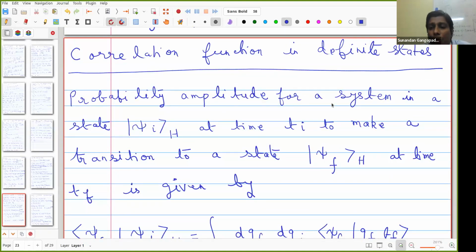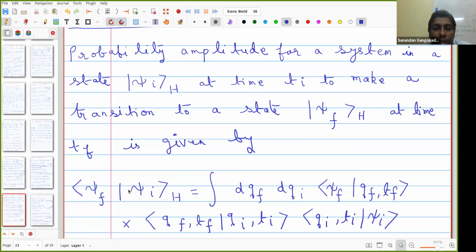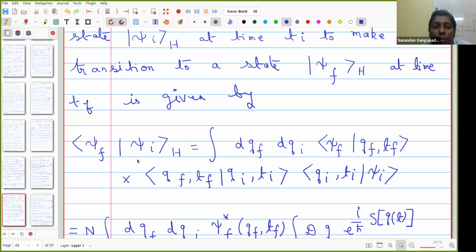So the probability amplitude for a system in a state psi i h, this is in the Heisenberg representation at time ti, to make a transition to a state psi f h at time tf is given by the following expression. You can see that the system is initially at psi i in the Heisenberg representation, and it is making a transition to the state psi f, and this is the probability amplitude. And you can again insert the completeness relation. You can insert qf tf, bra qf tf, integrate over qf, and do the same thing with qi, and you can write this probability amplitude in this form.